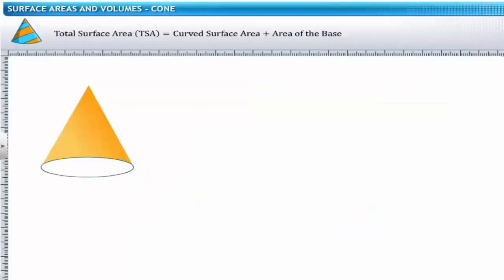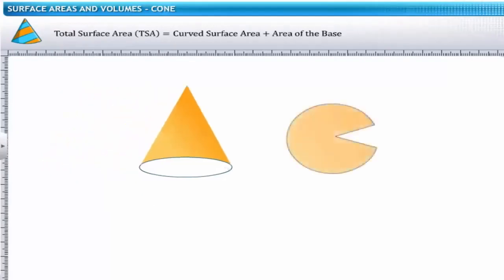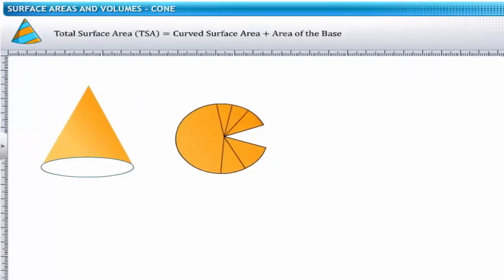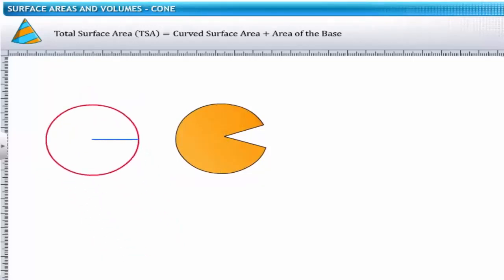Here's a sample of the conical cap. If we cut it along its slant height, it opens up to the shape as shown here. The straight edges represent the slant height L. The curved edge represents the edge of the circular base. Hence, the length of the curved base will be equal to the circumference of the circular base of the cone, which is equal to 2 pi r, where r is the radius of the base.